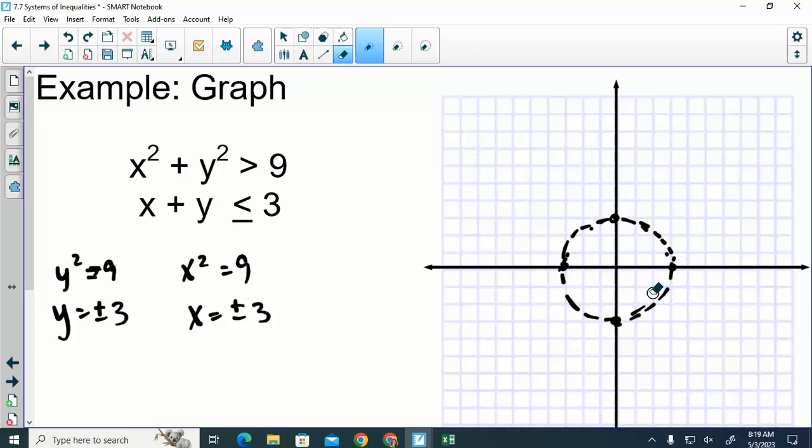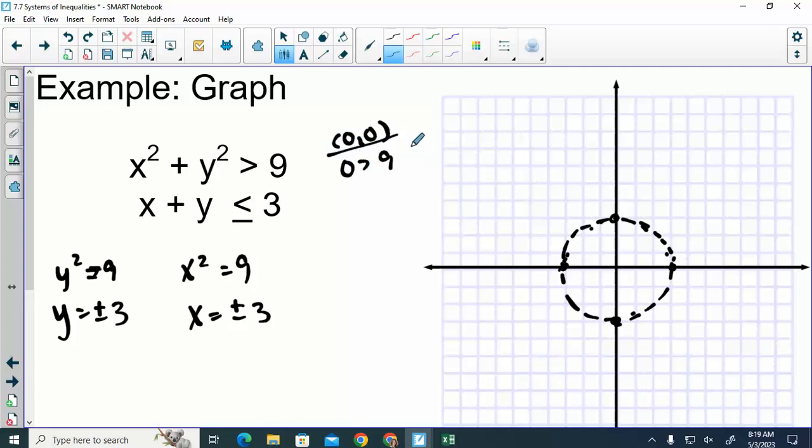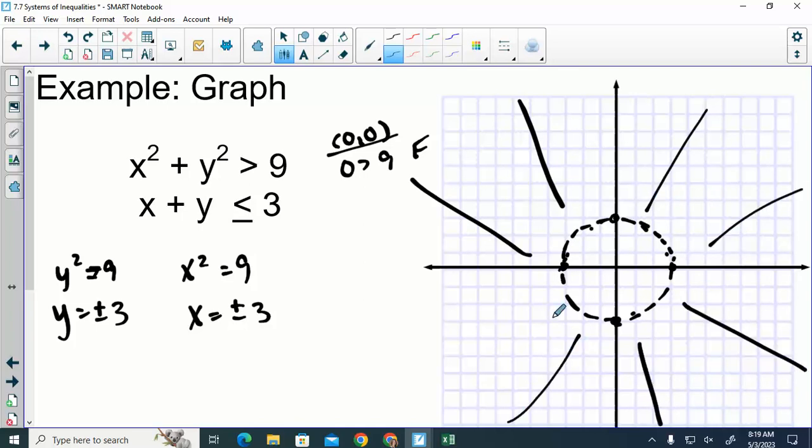Now we need to figure out where to shade. So let's pick a test point. Could I do 0, 0? Yes. So if you put in 0, 0, is 0 greater than 9? No. So 0, 0 does not work. That means we're not shading inside the circle, we're shading everything out here. Now we draw. It looks like a sun.